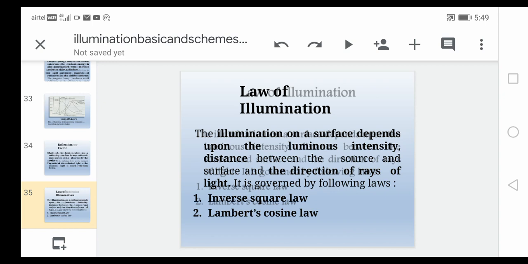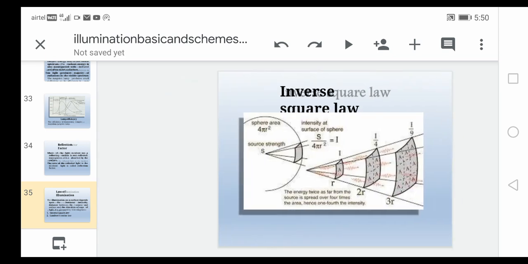First one is the distance between the source and the surface. Second one is the direction of rays. And third one is luminous intensity. These are the three things. It is governed by the following laws: first, the inverse square law, and second, Lambert's cosine law. These are the two laws.